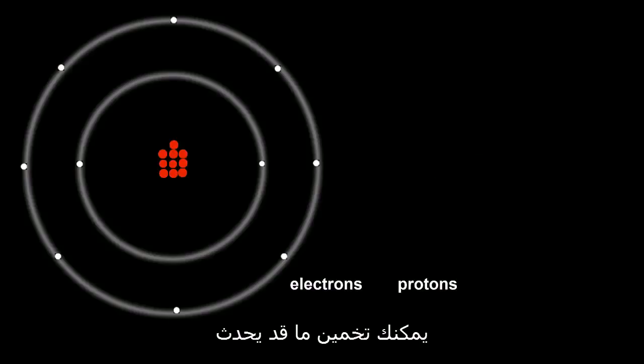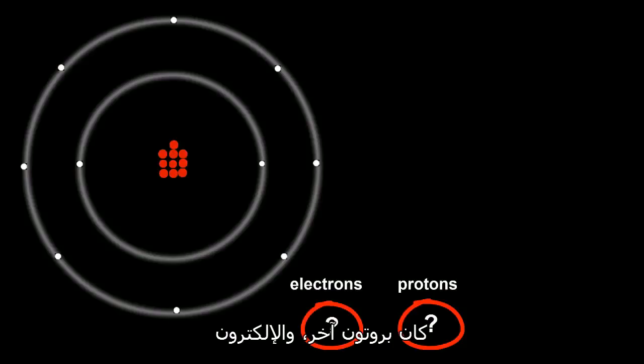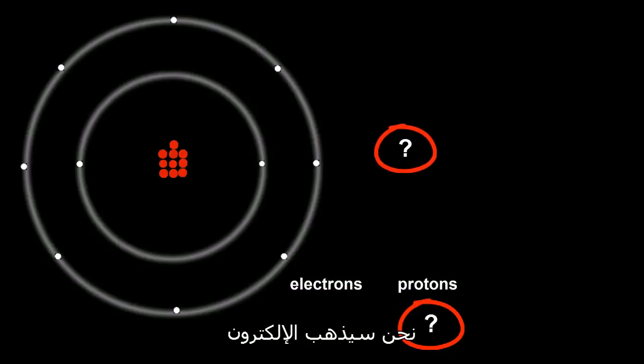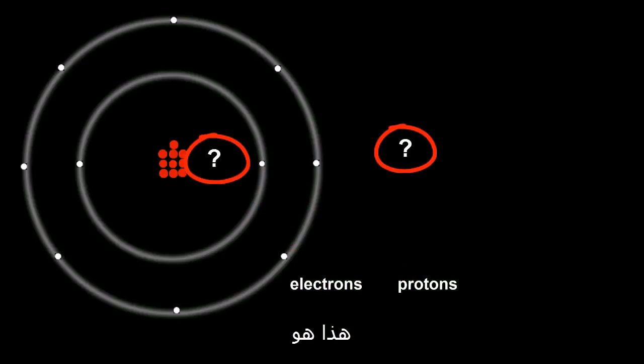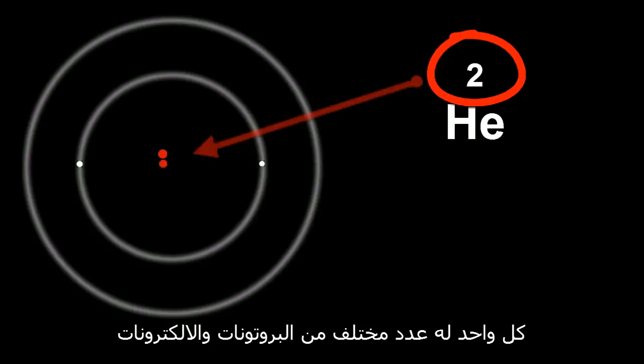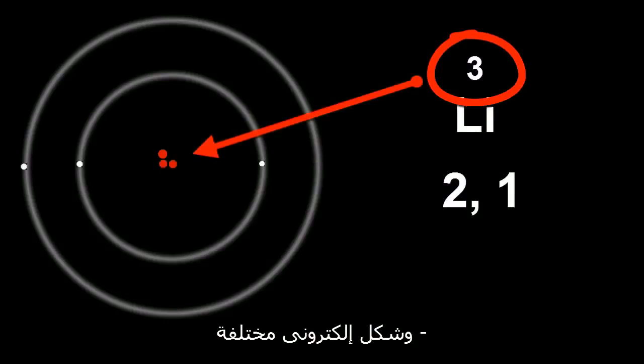Can you guess what might happen if we had another proton and electron? Where would the electron go? And what element is this? We've just built atoms of the first 10 elements on the periodic table. Each one has a different number of protons and electrons, and a different electron configuration too.